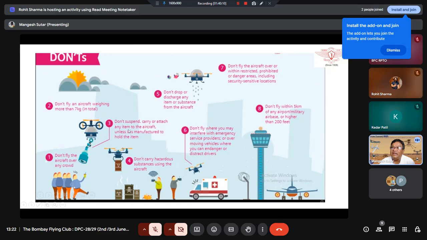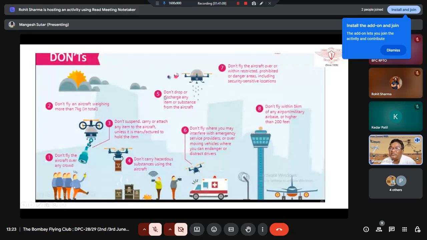Do not suspend, carry or attach any substance or item to the aircraft unless it is manufactured to hold items. I have seen people using a DJI Phantom drone where they have put a box below the drone near the gimbal area, and that box holds flowers, with a mechanism that opens to drop the flowers on the bride and groom or the people. Or there are people who have flown drones with perfume, which spreads fresh fragrance over the people, which is very dangerous. Even that component can go into your eyes, ear or mouth, and somebody could get affected. You are not allowed to do all those things unless you have a proper device for it, and even for that activity you need permission.